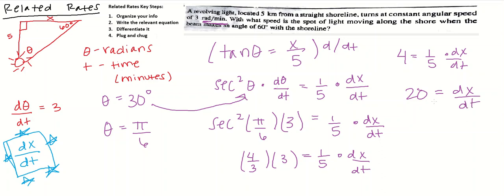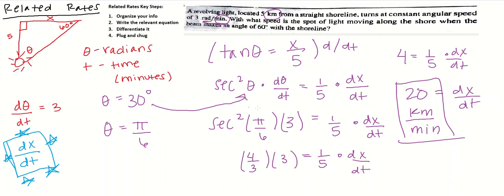Now, what are the units going to be on this? So our units are going to be whatever our x units are divided by whatever our t units are. So x was this distance of the shoreline. So how are we measuring distance in this problem? Well, if we look up here, it said a revolving light was located 5 kilometers. So kilometers is how we are measuring distance. And then time is in minutes, right? Right here we have 3 radians per minute. So that is how we are measuring time. So that is our answer. 20 kilometers per minute is dx dt.